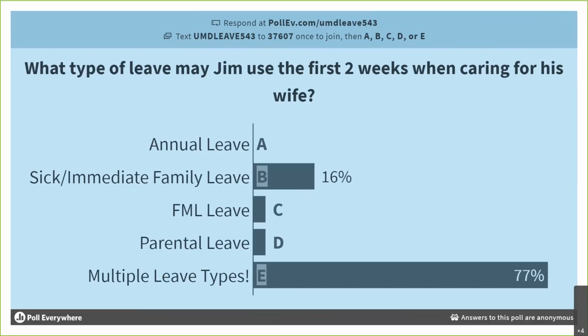Parental leave, although we didn't delve into the depth of parental leave in this training, that is also a leave that he could use, because we did find out that he qualified for FML, so he met the minimum qualifications of at least being employed here for 12 months and working the 1040 hours. So multiple leave types is the best answer, but the other ones are not wrong. So everybody wins.